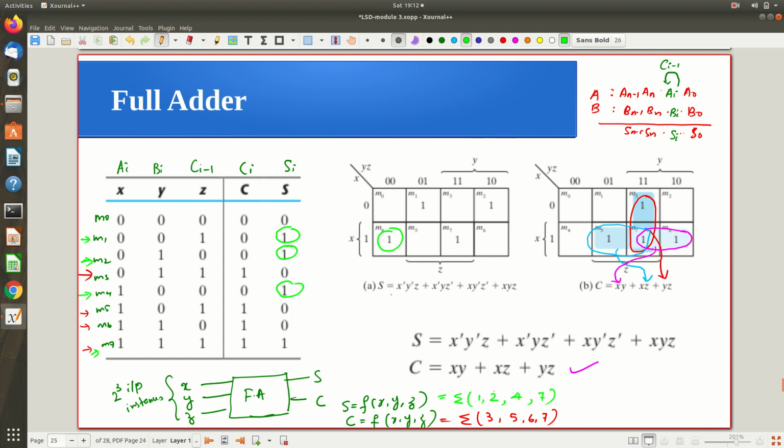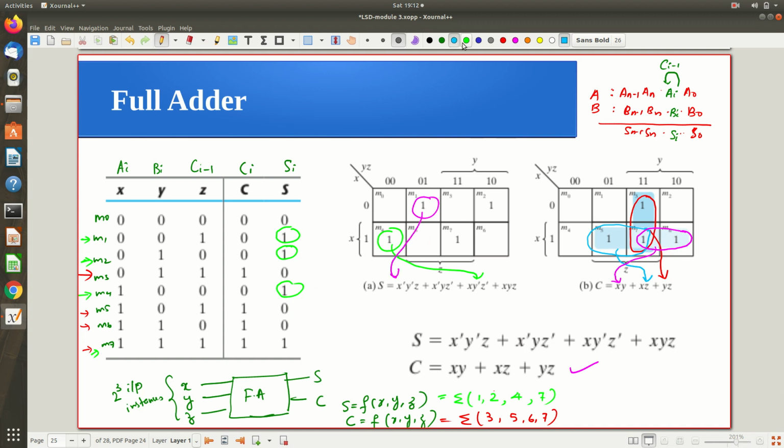So what is this term? x, y bar, z bar, right? These things are like y bar, z bar. So where it is x, y bar, z bar, this is this one, right? Now let's take another color. What is this term? This is x bar, y bar, z. Yeah, this one.